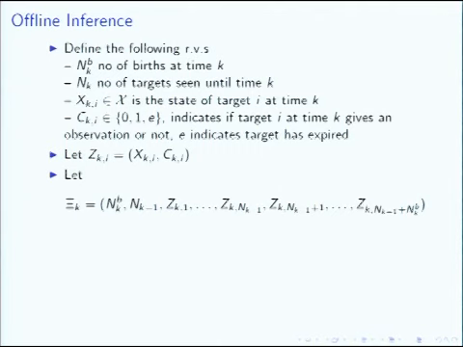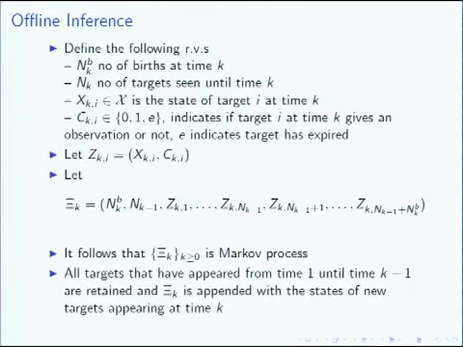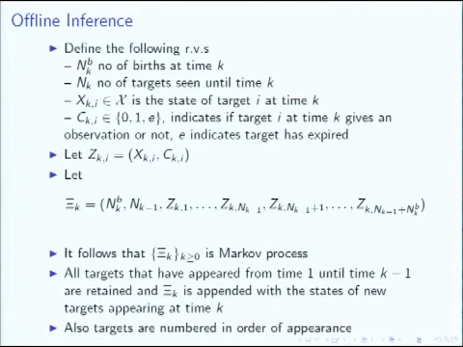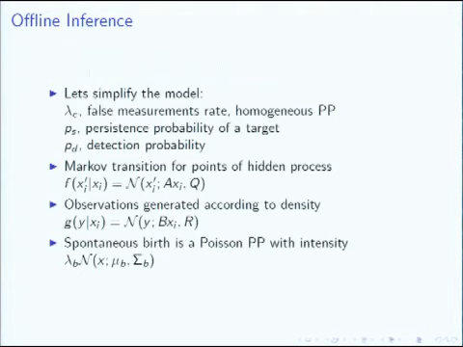Okay? So mind you, some of this could have expired, but that's okay. We just drive our Markov chain into the coffin state. So we define a coffin state and we say, okay, it sits there and it no longer evolves, no longer gives you observations. And this is the Markov process. And I've already mentioned that essentially all targets that have appeared from time 1 to k minus 1 are retained in the state descriptor, and it's appended with new ones.